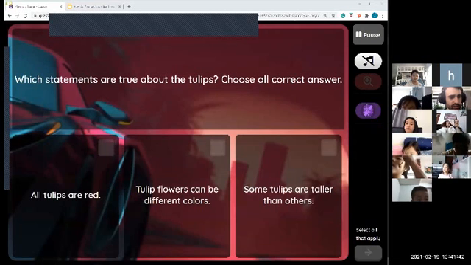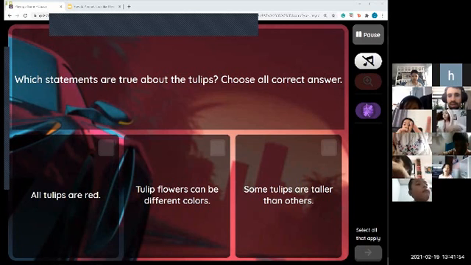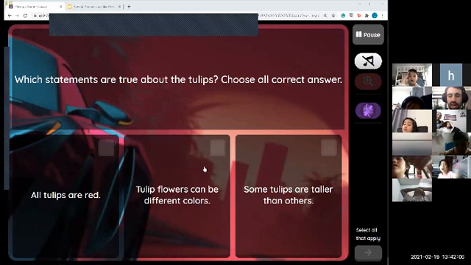Ming Bing, can you read this question to everyone? Which statements are true about the tulips? Choose all the correct answers. All tulips are red. Tulip flowers can be different colors. Some tulips are taller than others.